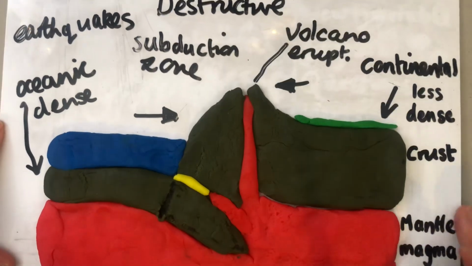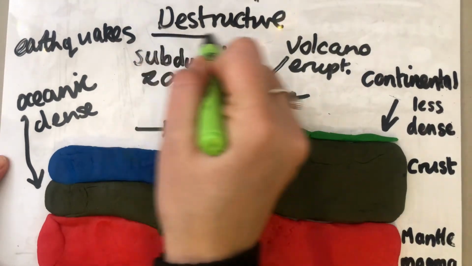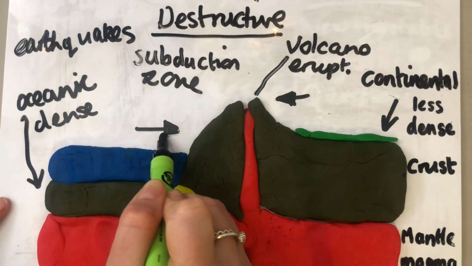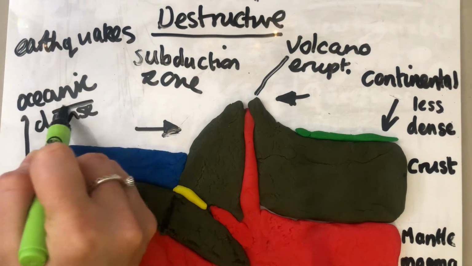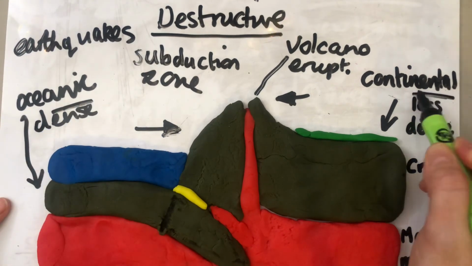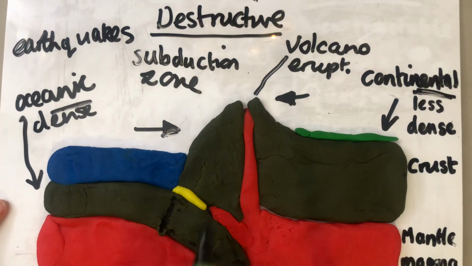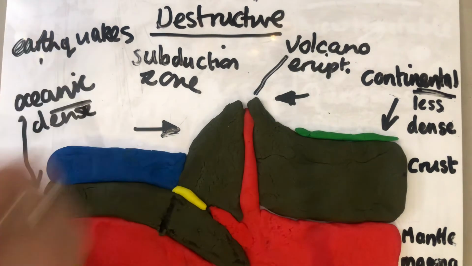We've got a destructive plate margin here where the two plates come together and we have an oceanic plate and a continental plate coming together with both volcano eruptions and earthquakes.